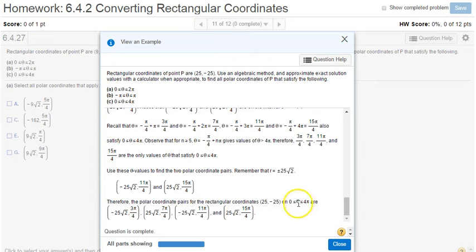If they had given us an even bigger interval, like 0 to 6 pi, we would just keep adding pi to our answers. So then we would include the 19 pi over 4, and we would do it again and get 23 pi over 4. So just keep adding pi to your angles. Make sure you get a common denominator for computing those.